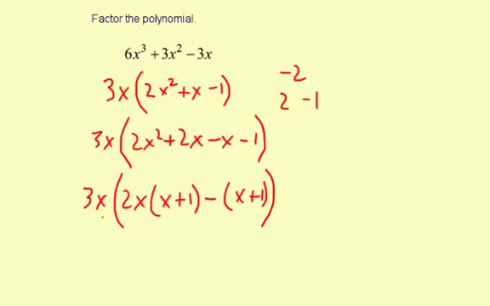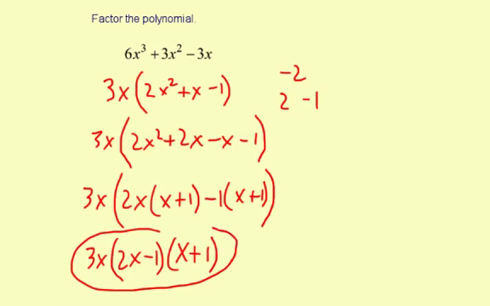So now comes the grouping part. There's an x plus 1 and x plus 1, so they can be grouped. You're going to have a 3x, and then times, well, the 2x, and then the minus the invisible 1 here. It's going to be 2x minus 1, and then times x plus 1. Okay, so there are three factors: 3x, 2x minus 1, x plus 1.